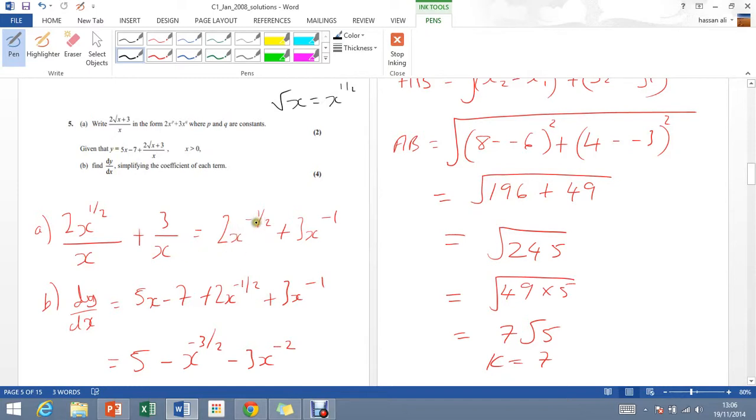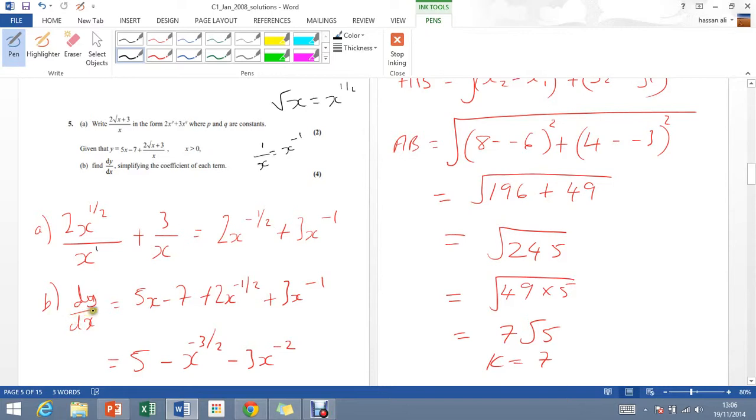Now this will give you 2x to the power of minus a half, because you've got x's on both sides, you take away the indices. So imagine there's a 1 there, a half take a 1 will give you minus a half. And remember, for example, 1 over x is equal to x to the power of minus 1, just raise it up to minus 1. So this will be 3x to the power of minus 1. Alright, so that's your answer for A.